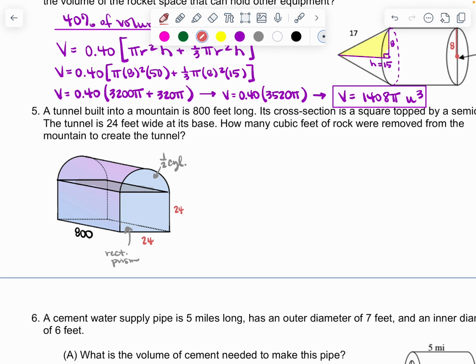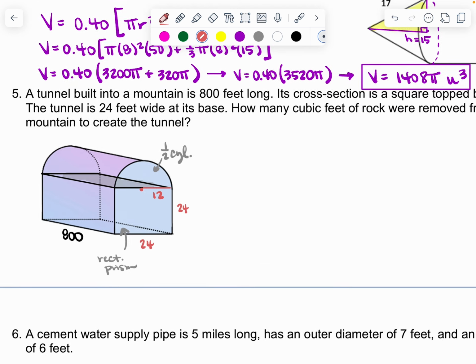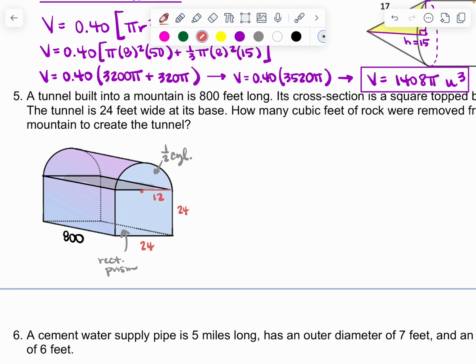So that's 24. And it tells you it was a square with a semicircle cross section. So that's 24 by 24, which of course means the radius of our cylinder is 12. Just labeling everything I can. How many cubic feet of rock was removed from the mountain to create this tunnel? Essentially we're just finding the volume of this. So we are doing a volume question of a rectangular prism plus half a cylinder.